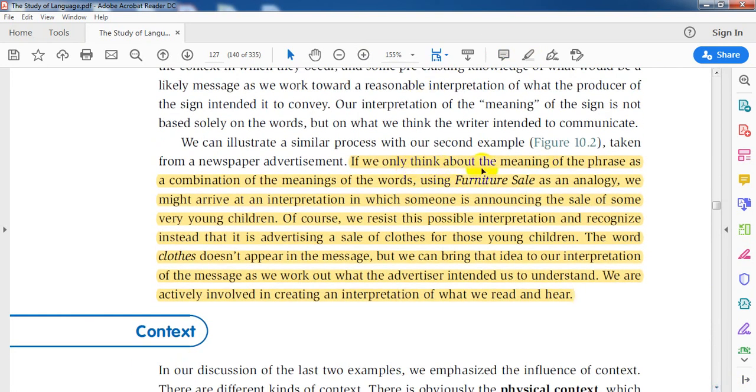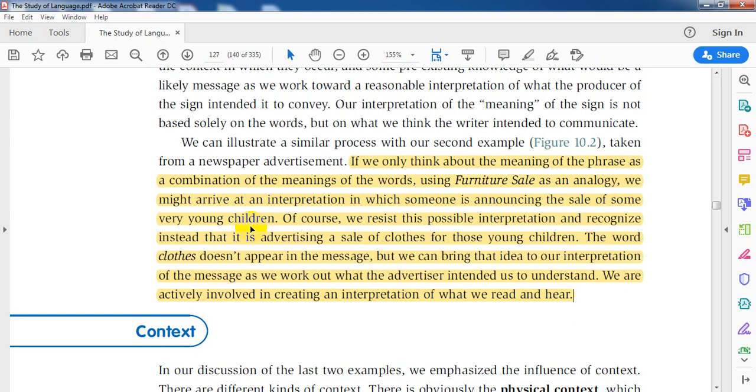Now if we only think about the meaning of the phrase as a combination of the meanings of the words given in the figure here, using furniture sale as an analogy, we might arrive at this literal explanation to the words found in the figure. The literal interpretation says what? We have someone announcing the sale of some very young children, which means that the four children found in the figure are for sale.